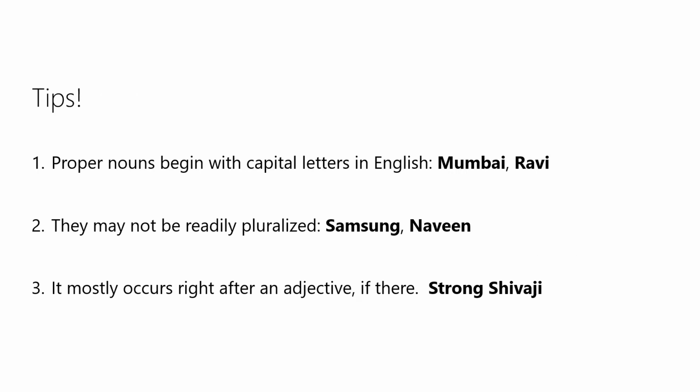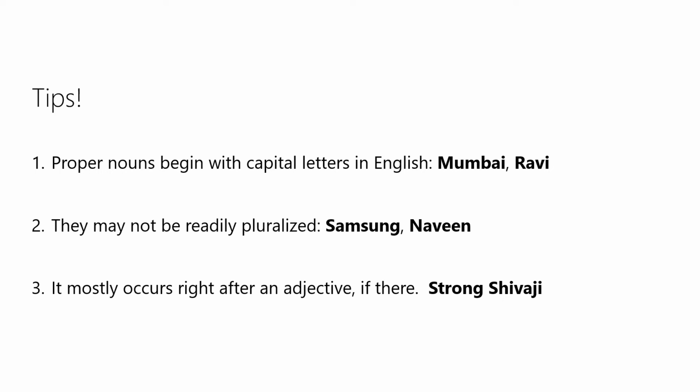Now let's discuss some important rules related to proper nouns which would help us identify them in a sentence. Rule number 1 is that proper nouns mostly begin with capital letters. For instance, in Mumbai, M is capital, and in Ravi, R is capital. Next rule is that proper nouns are hardly pluralized. For instance, we cannot say Samsungs, but we can say Samsung phones. Similarly, Naveen cannot be pluralized as Naveens.